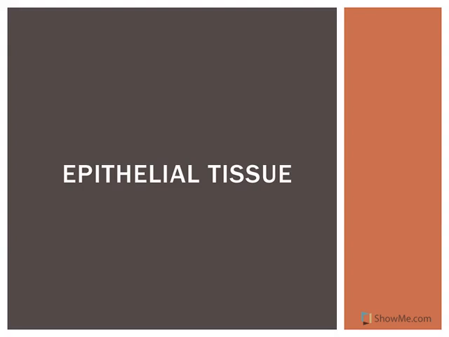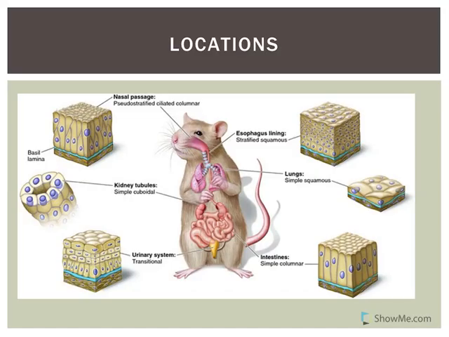This recording is going to cover epithelial tissue. This is one of our 4 primary tissue types. The epithelial tissues are tissues that line internal body cavities and passageways. They cover the external surface of your body. They're also part of our glands.